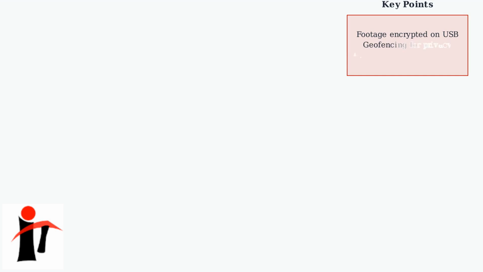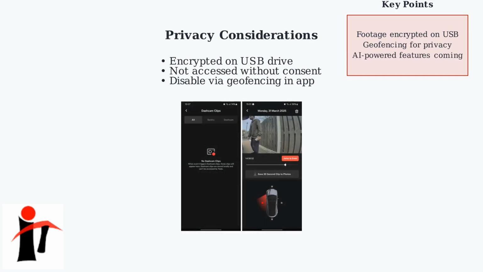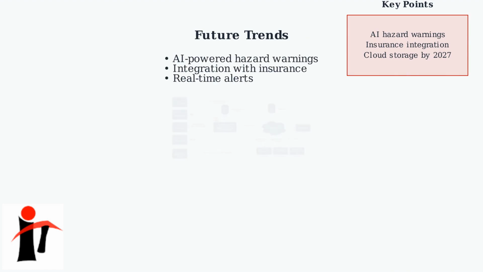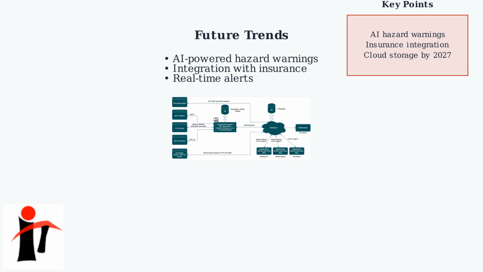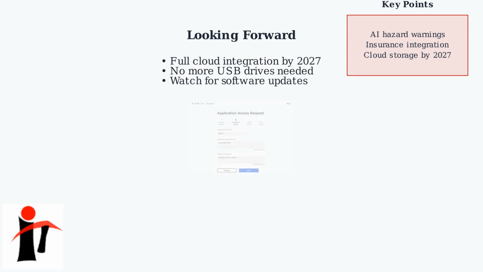Tesla emphasizes that dashcam footage is encrypted on the USB drive and isn't accessed without user consent. For privacy, you can disable the dashcam in sensitive areas via geofencing in the app. Looking ahead, expect more AI-powered features such as real-time hazard warnings and integration with insurance providers for automated claims. By 2027, Tesla anticipates full cloud integration, eliminating the need for USB drives. Keep an eye on future software updates for enhanced dashcam capabilities.